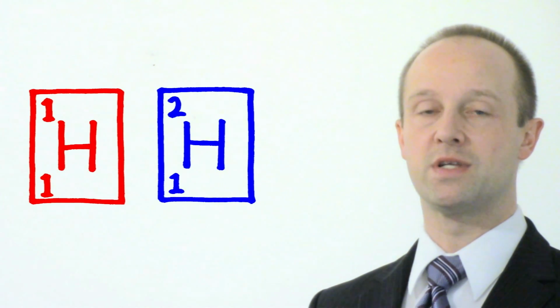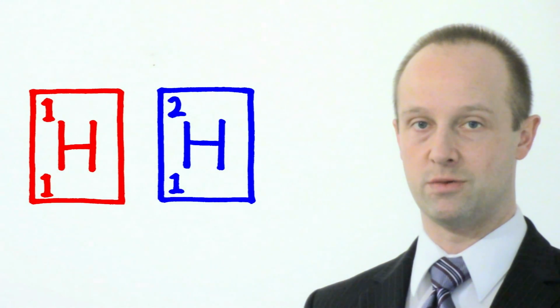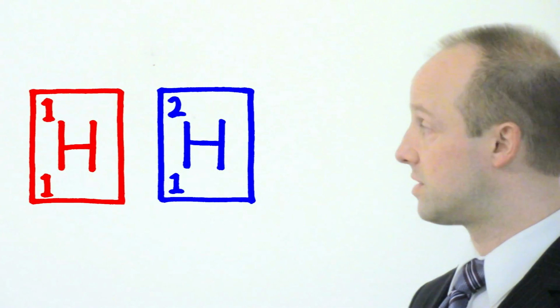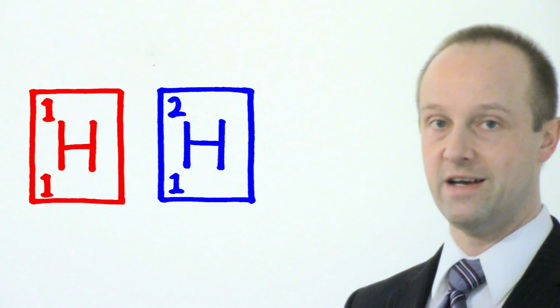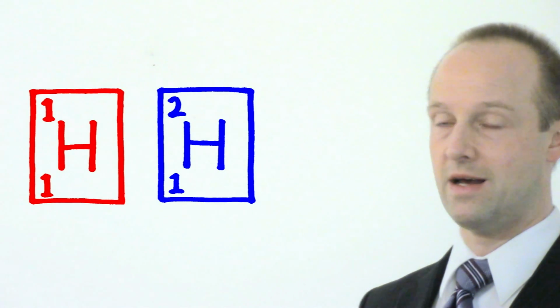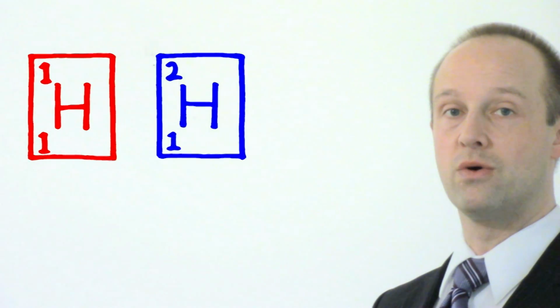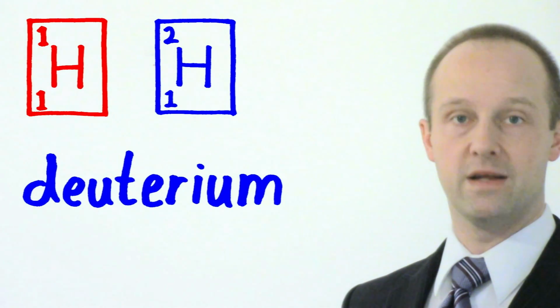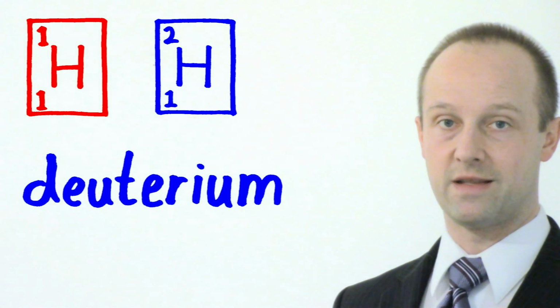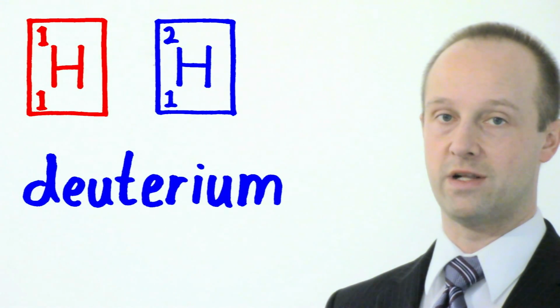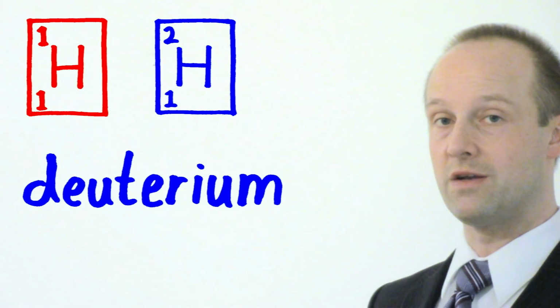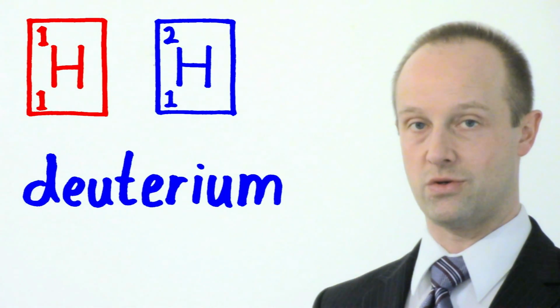The periodic table tends to list the most common isotopes, but there are other ones as well. This is about 0.015% of all the hydrogen atoms out there. And it's actually got a special name. We call this deuterium. But it's just hydrogen 2. That is hydrogen with a mass number of 2. Which means there's 2 things in the nucleus. We know one of them's a proton, and so the other one's got to be a neutron.